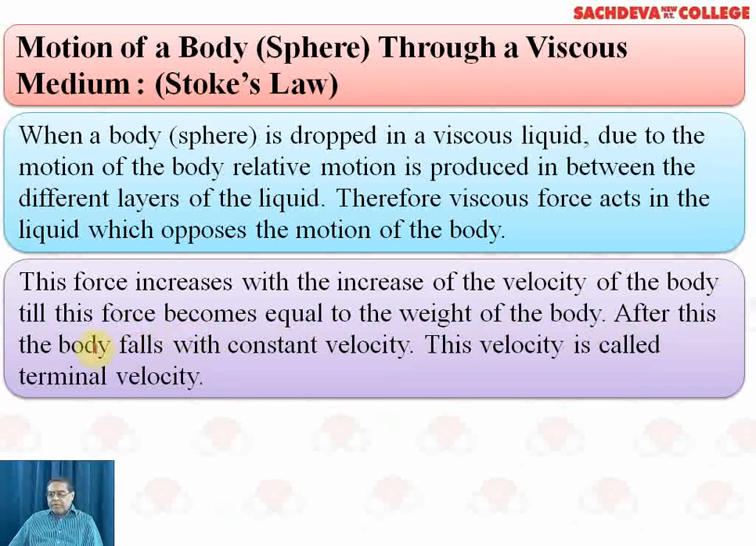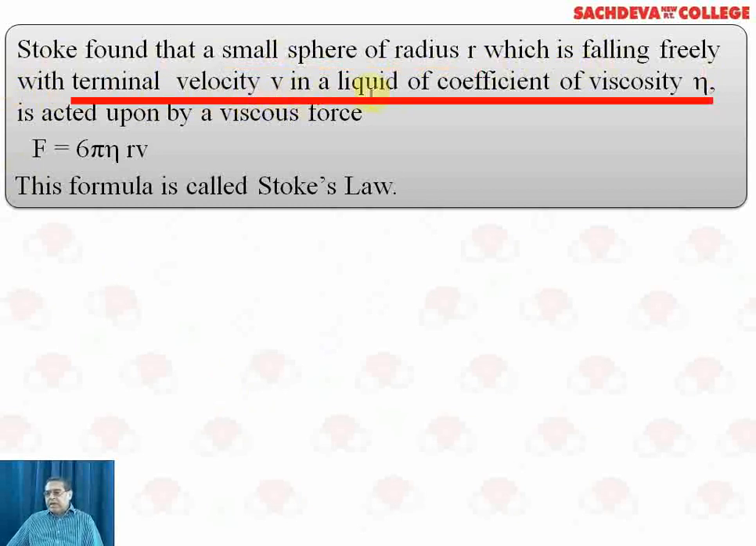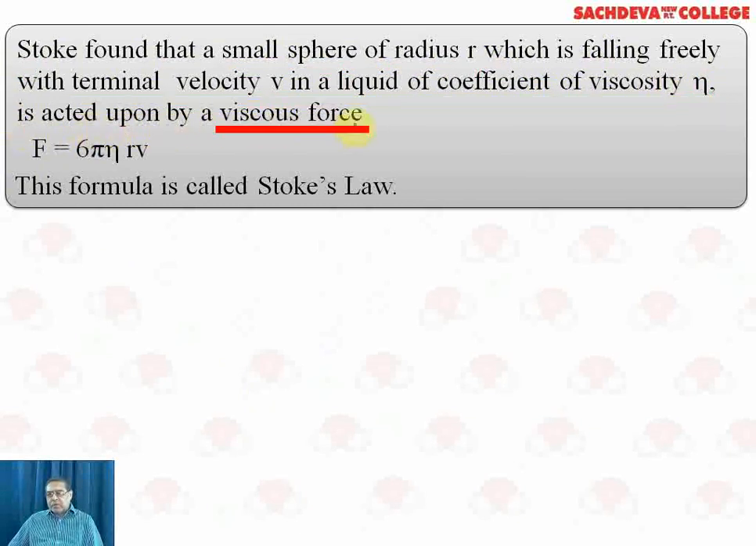Being a case of vertical motion, the weight of the body can be taken as mg. After this, the body falls with constant velocity, and this velocity is called the terminal velocity of the viscous liquid. Stokes found that a small sphere of radius r, which is falling freely with the terminal velocity v in a liquid whose coefficient of viscosity is neta, is acted upon by a viscous force.